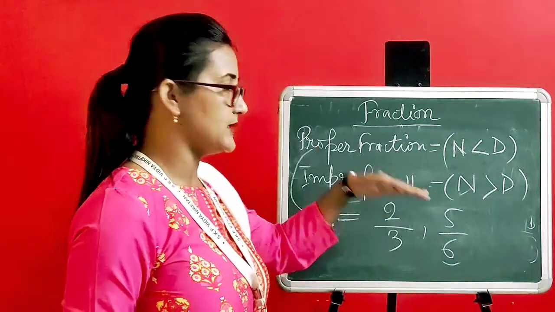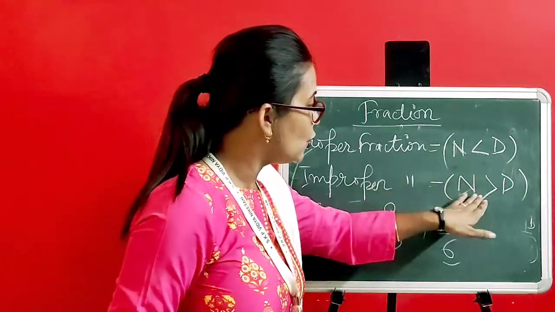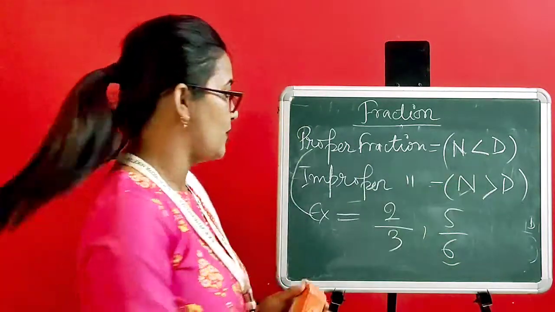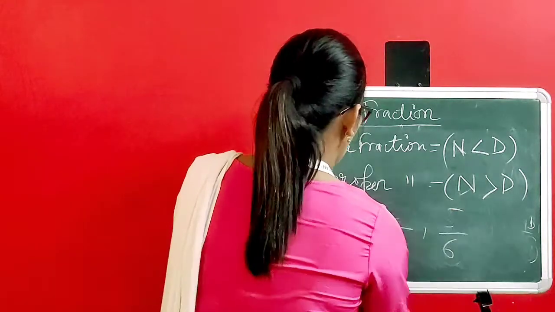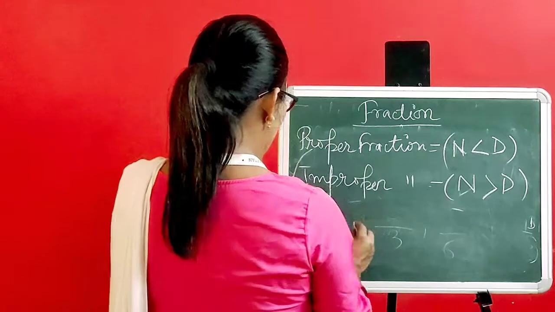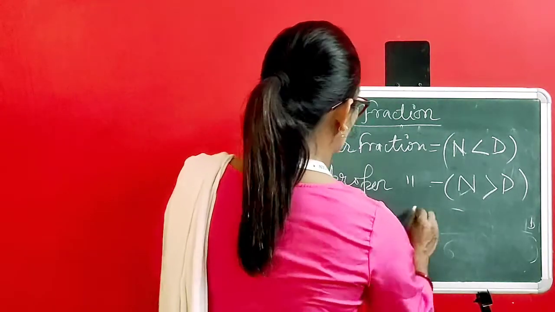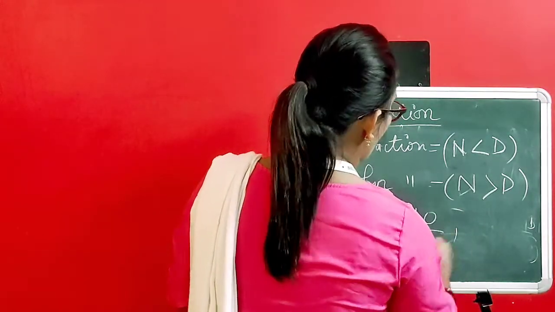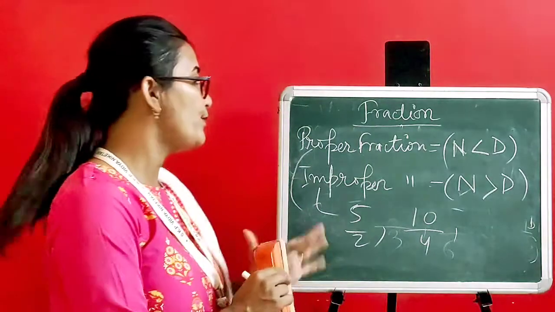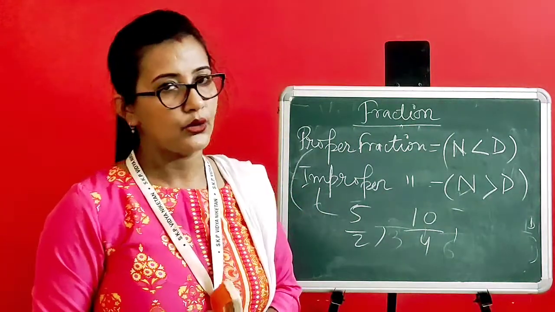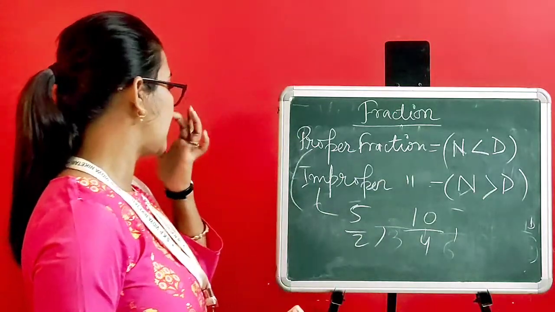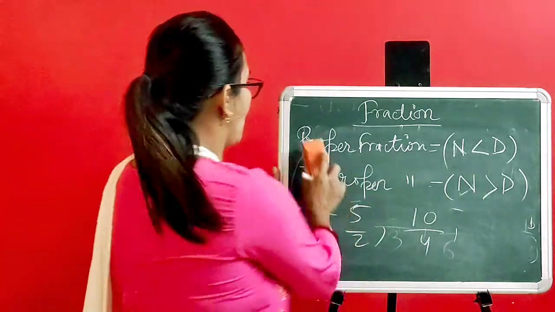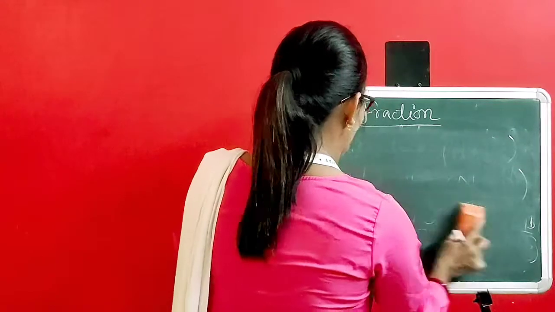And an improper fraction, the same way, is when the numerator is greater than the denominator. Suppose for improper fractions, 5 by 2, 10 by 4, all these are improper fractions. Okay, now next and last term that we will discuss is the mixed fraction. What happens in the case of a mixed fraction?